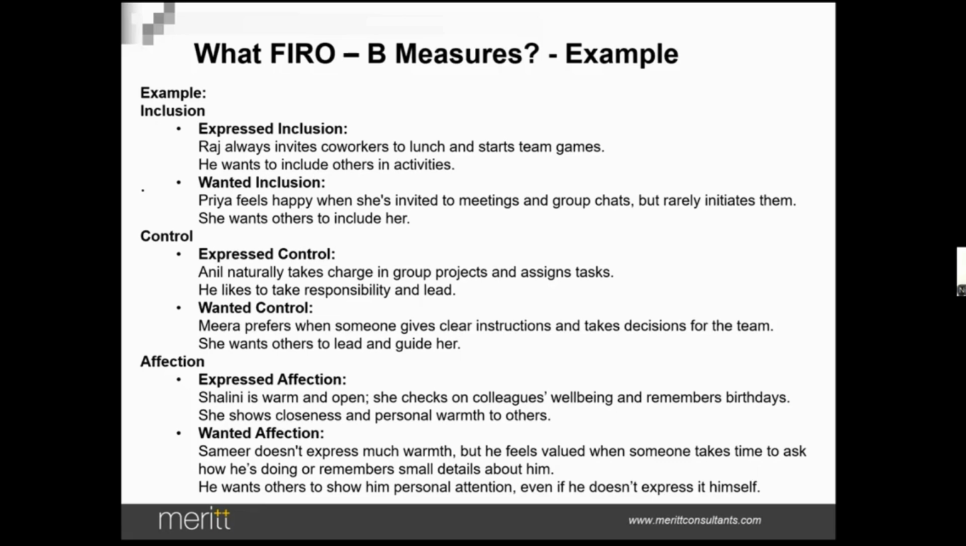Affection. Expressed affection. Shalini is warm and open. She checks on colleagues' well-being and remembers birthdays. She shows closeness and personal warmth. That means she's a person who's always expressing affection.